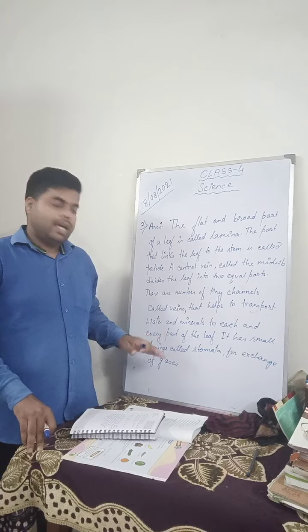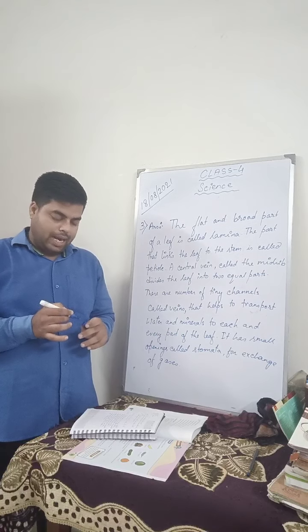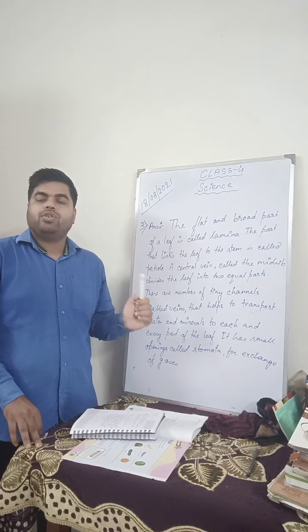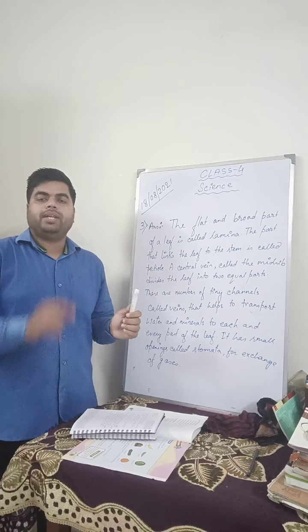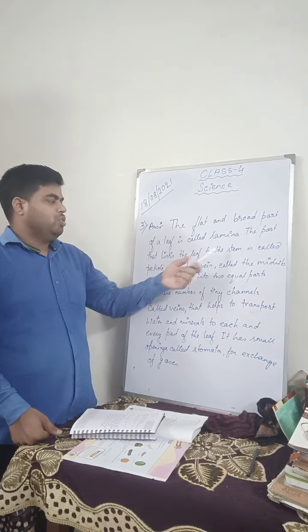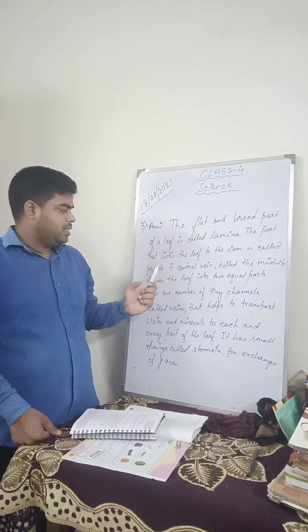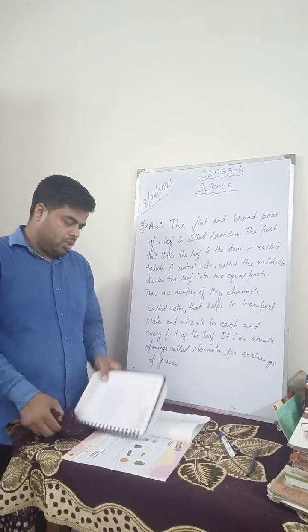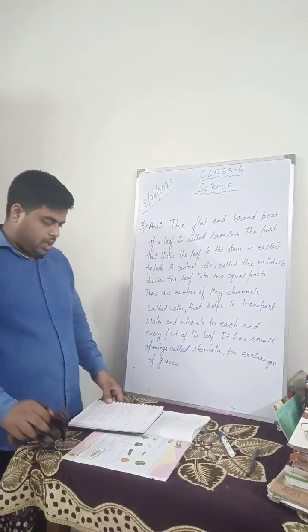This is the structure, and below this you have to draw the line. You have to draw the picture of the leaf. You have to draw the diagram of a leaf, and you have to label the different parts. Which part is lamina? Which part is the petiole? Which part is the midrib? You have to mark that. So I hope you have understood this. Please note this down so that we can move to the next question.